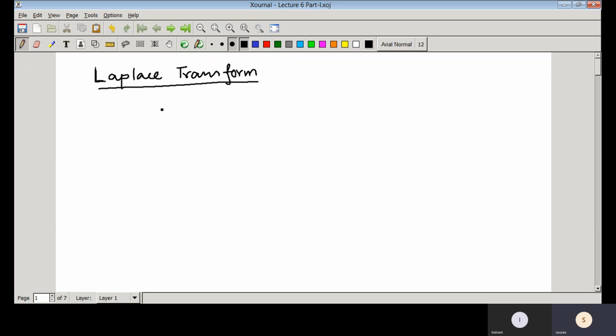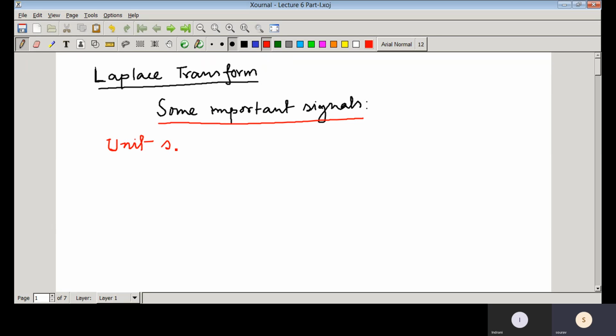So the important signals are unit step, ramp, parabolic, and impulse. These are signals that we will be using in control systems, and they are also used as test signals. The first one is the unit step.